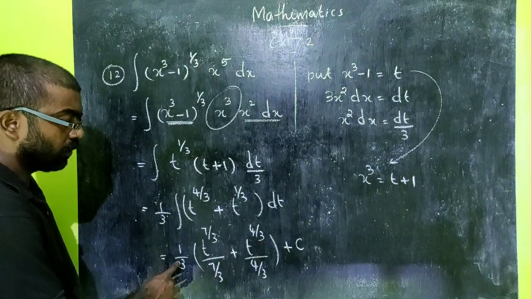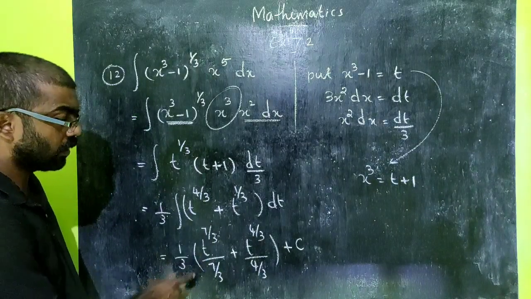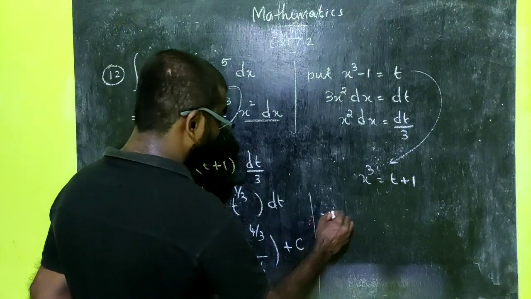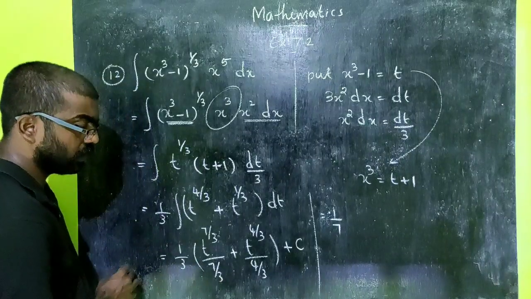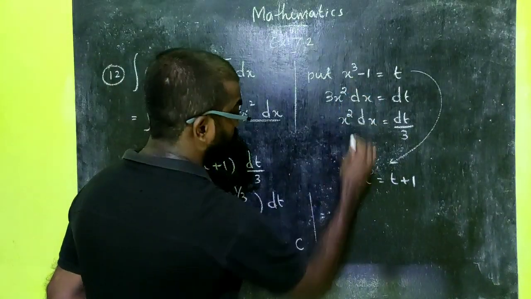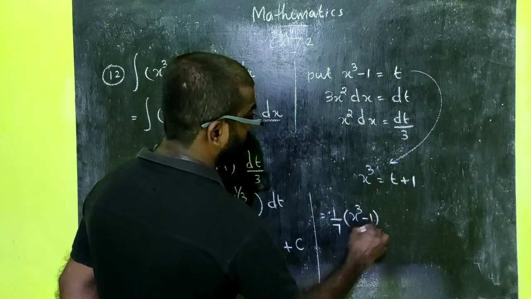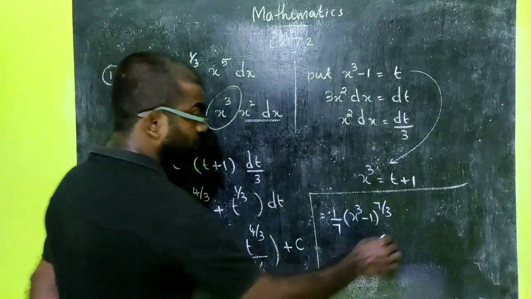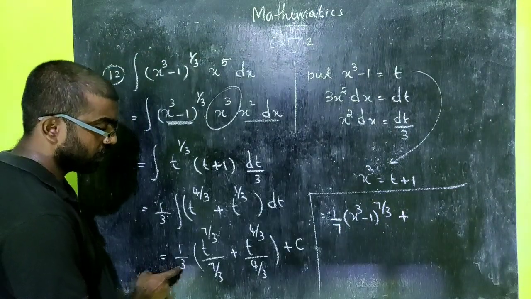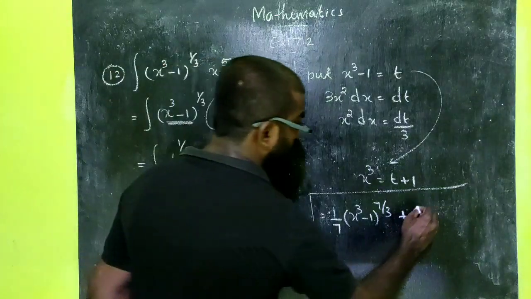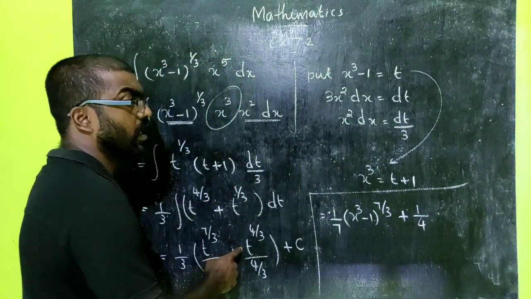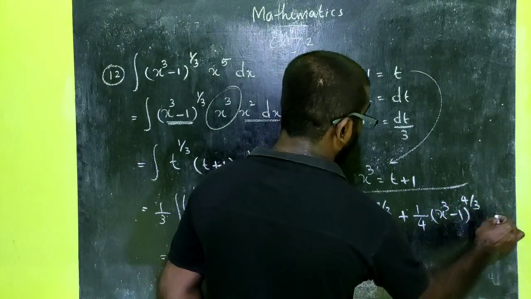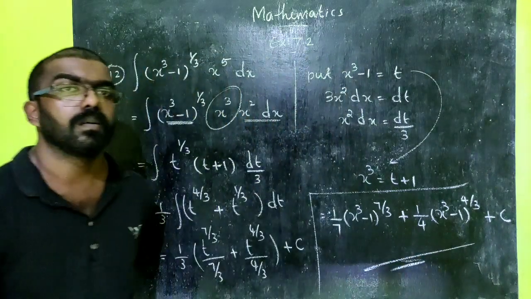Okay. Now we can multiply by 1 by 3 and remove the bracket. And we can replace the value of t also. So we get 1 by 7, this 3 and 3 cancel. So 1 by 7 t raised to 7 by 3, that is x cube minus 1 the whole raised to 7 by 3, then plus, in the second term also 3 cancel, so 1 by 4 t raised to 4 by 3, that is x cube minus 1 the whole raised to 4 by 3 plus c. Understood?